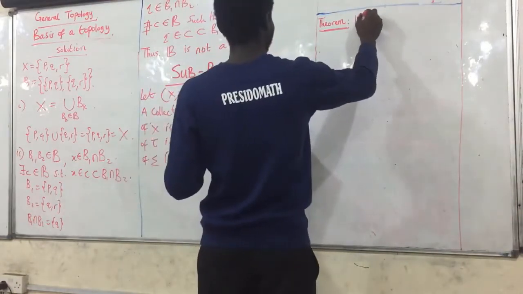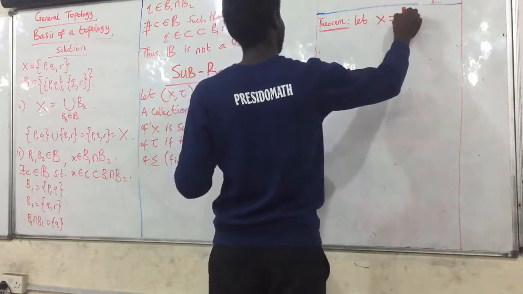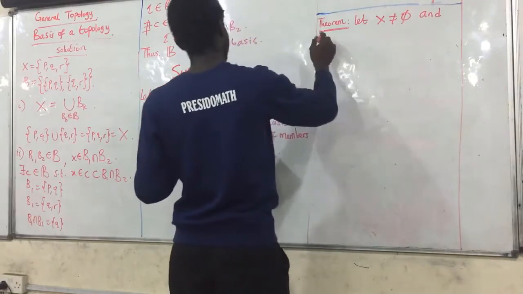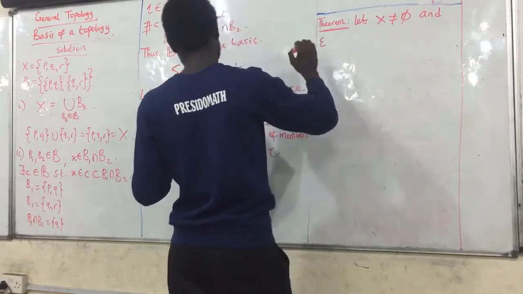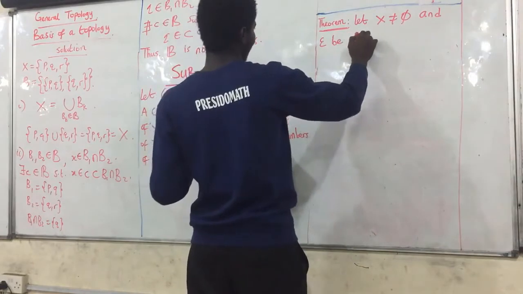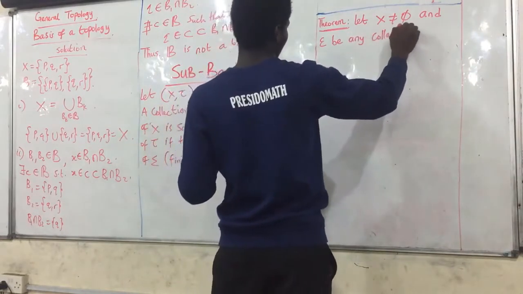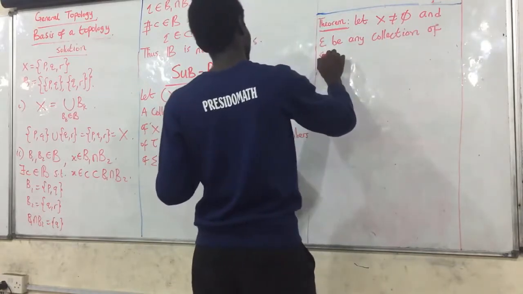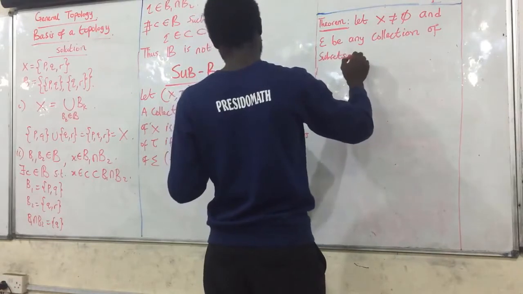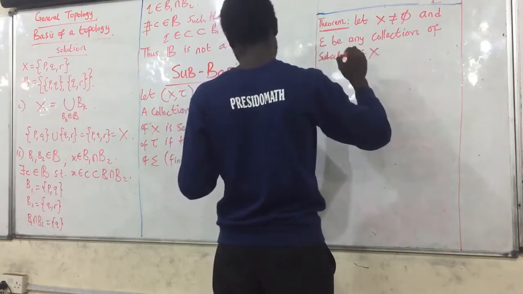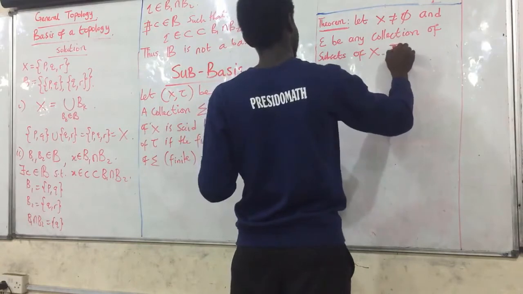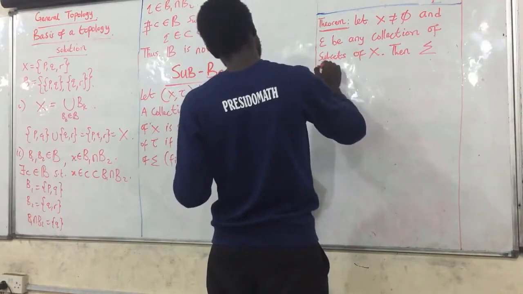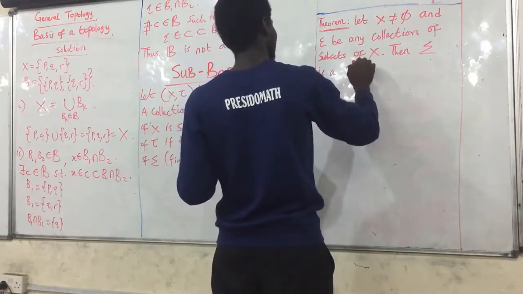So now, let S be not empty, and let this be any collection of subsets of S. Then this is another definition of the sub-basis.